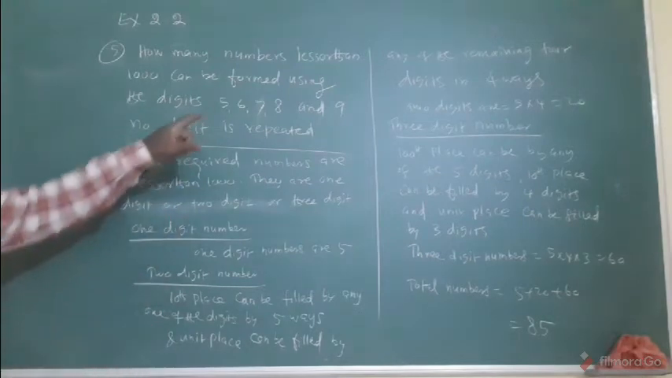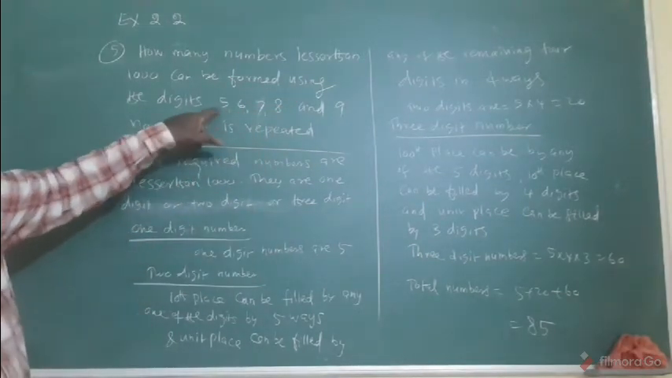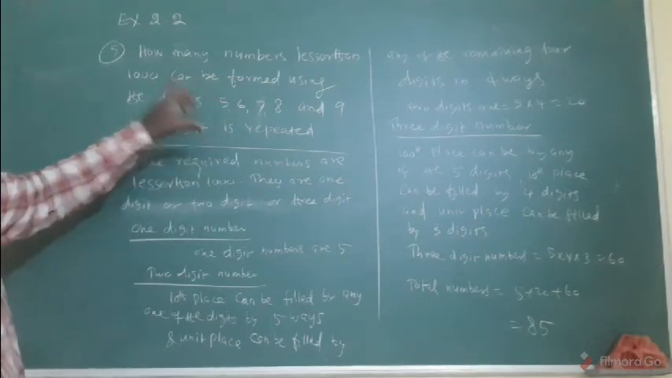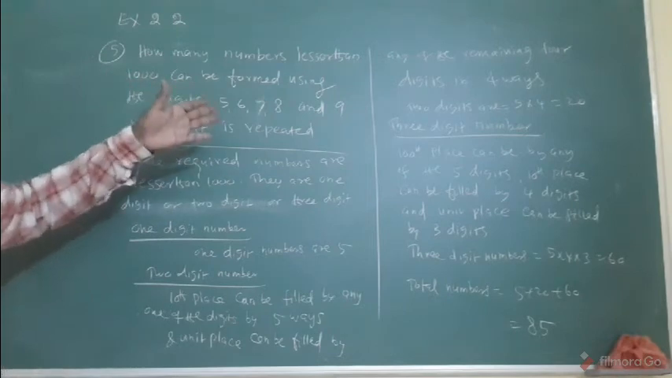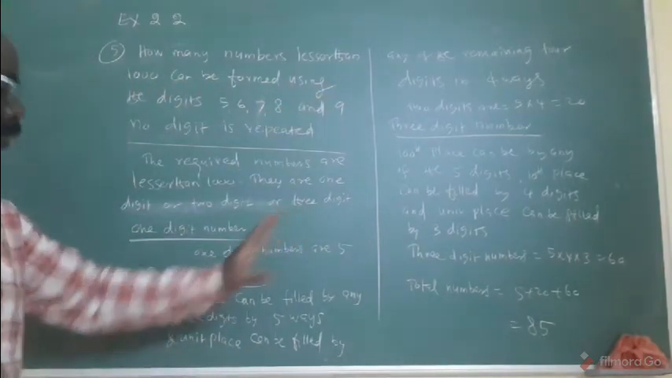1 digit numbers means we have 5 numbers. A one digit number is either 5, 6, 7, 8, or 9. This is the unit digit, so that's 5 numbers.